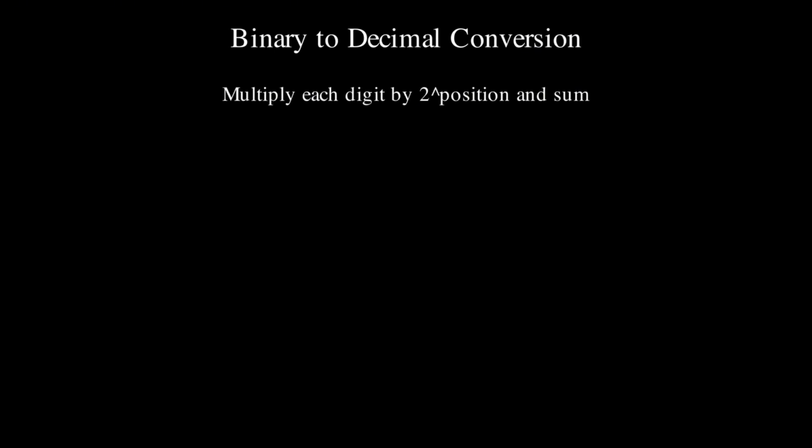Great, now for the reverse, converting binary to decimal. This is even easier. You just multiply each binary digit by 2, raised to the power of its position, starting from 0 on the right, and add them up.